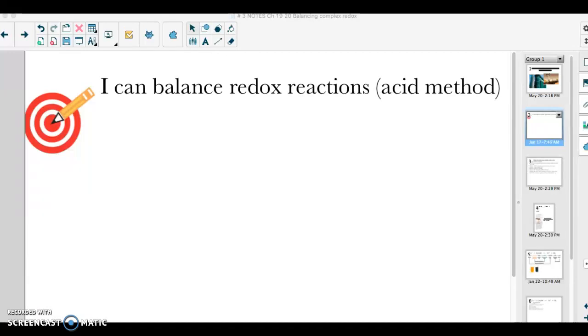Hey guys, I wanted to show you how to do another type of balancing of a more complicated redox reaction. It's called using an acid method. So this is really the last part of this unit that we're doing on oxidation and reduction.